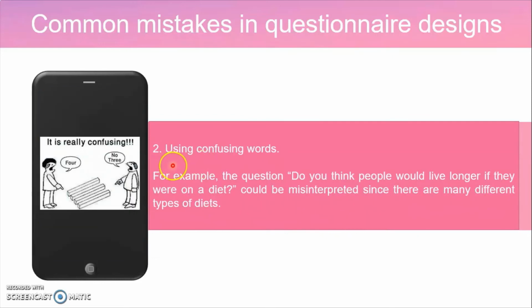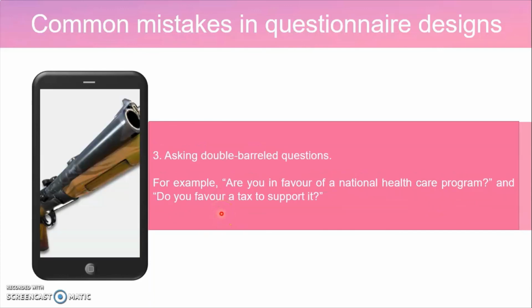The second is using confusing words. In this case, the participant might misinterpret the meaning of the words and answers in the questionnaire. For example, the question, do you think people would live longer if they were on a diet? This question could be misinterpreted since there are many different types of diets.